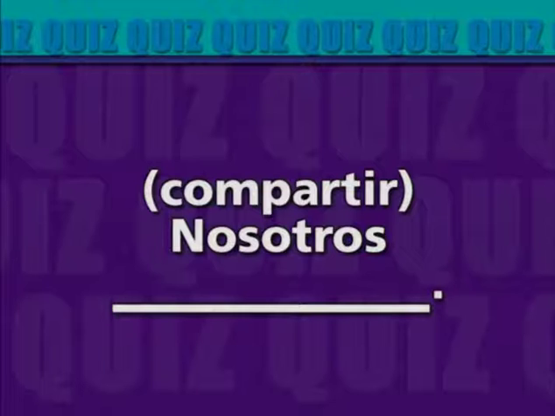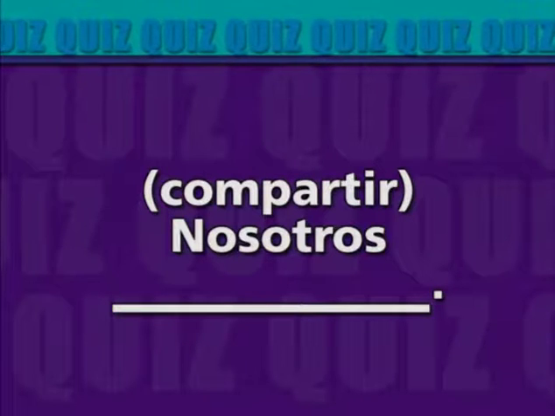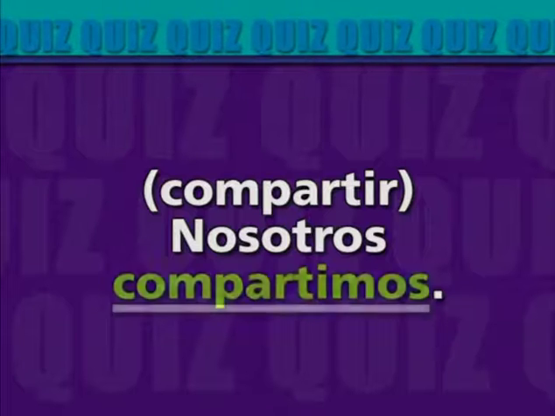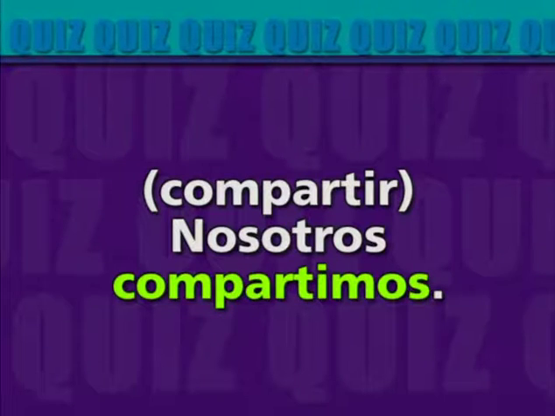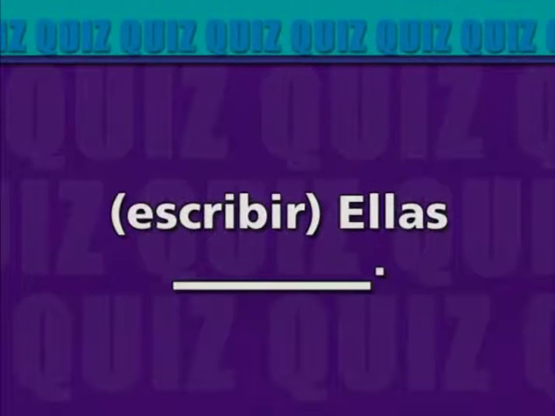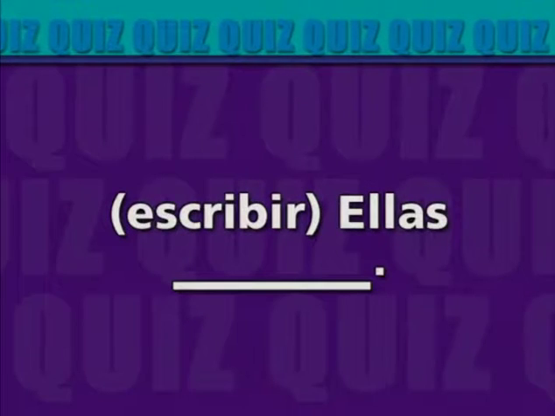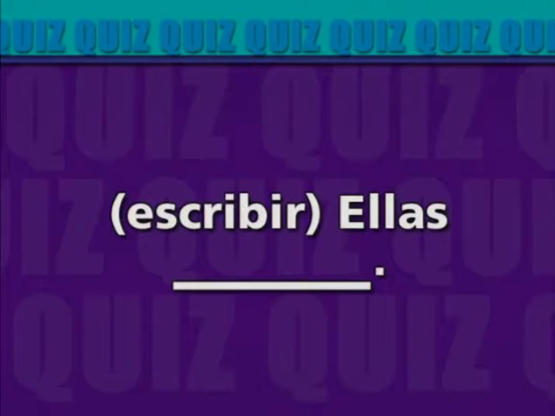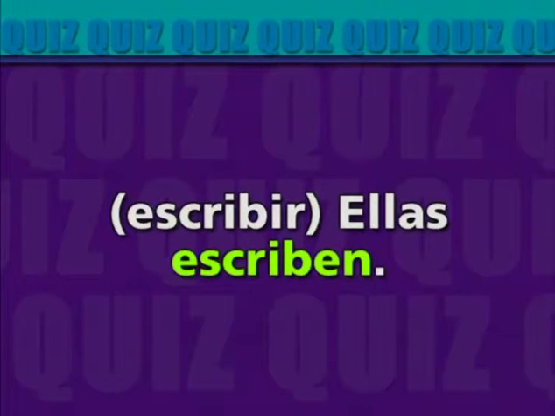Compartir. Nosotros. Nosotros compartimos. Escribir. Ellas. Ellas escriben.